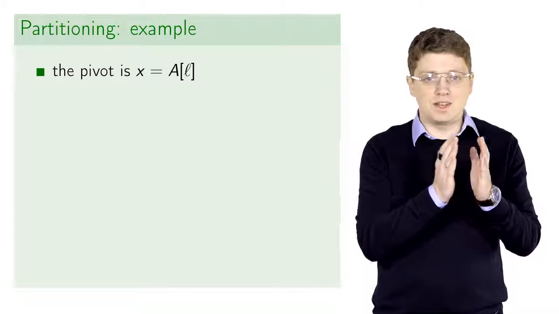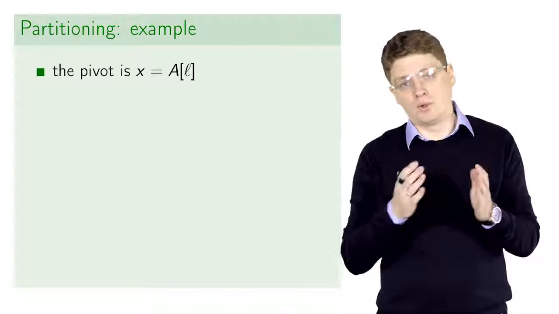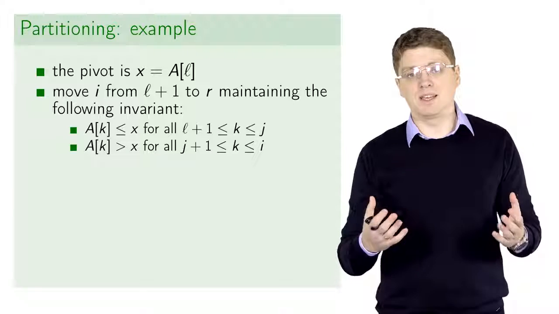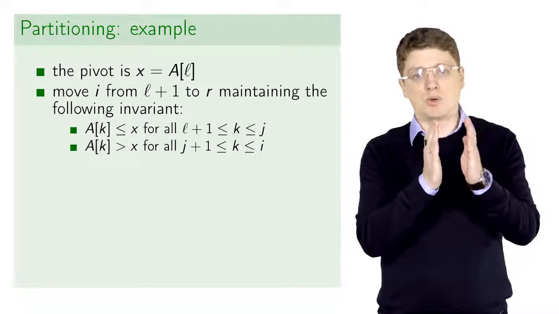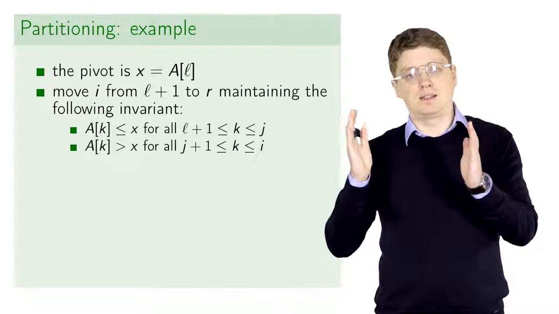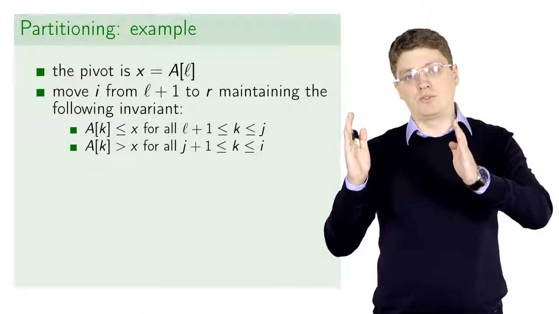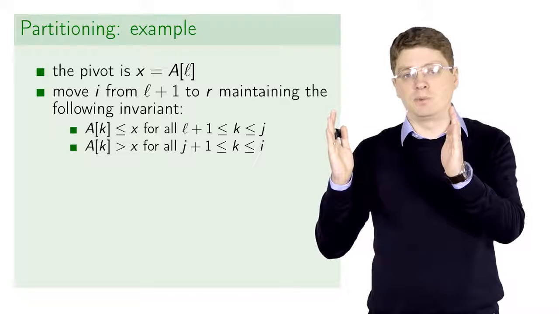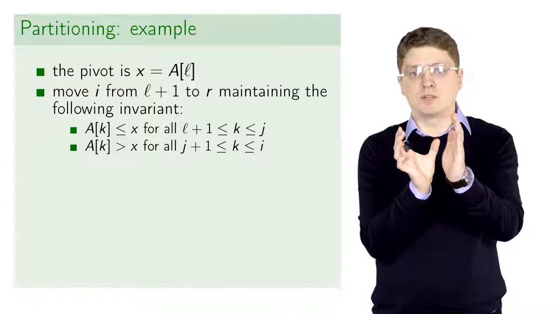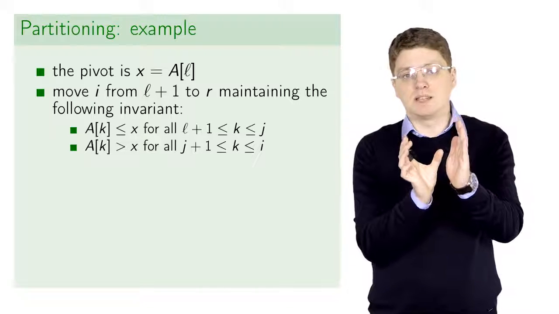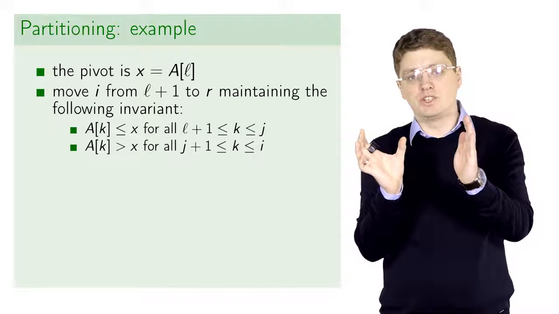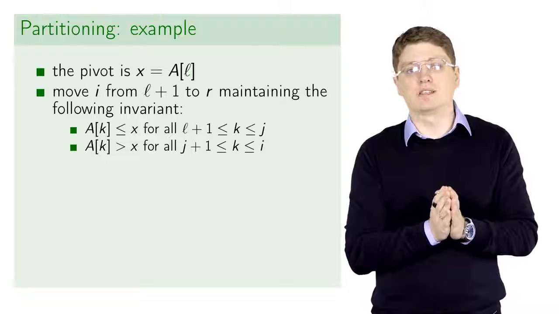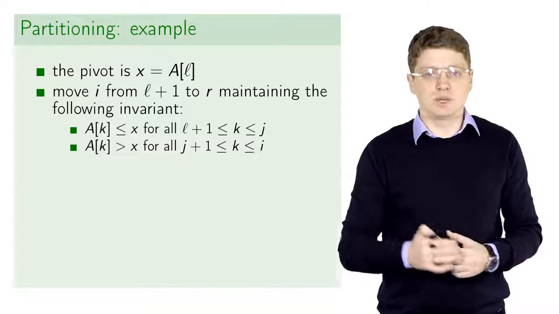We will do this gradually increasing the region of already discovered elements. For this we will use a counter I, and we will maintain the following invariant. I will go from L plus 1 to R, and at each point of time, when we already have read I elements, we will keep two regions inside the region from L plus 1 to I. In the first region, from L plus 1 to J, we will keep all elements that are at most X. In the second adjacent region, with indices from J plus 1 to I, we will have all elements that are greater than X.